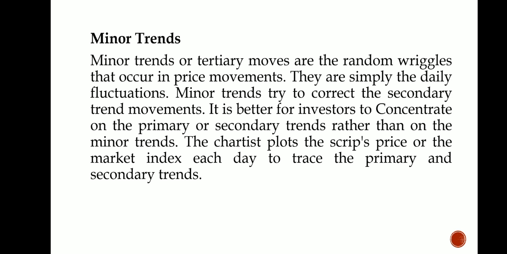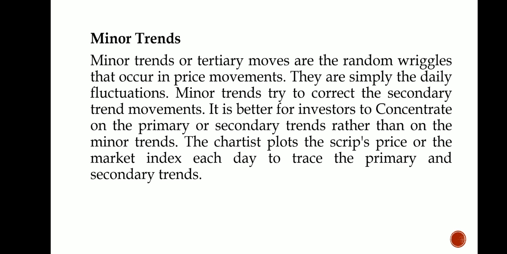Minor trends. Minor trends or tertiary movements are the random wriggles that occur in price movements. They are simply the daily fluctuations. Minor trends try to correct the secondary trend movements. It is better for investors to concentrate on primary or secondary trend rather than on the minor trends. The chartists plot the scrip price or the market index each day to trace the primary and secondary trends.